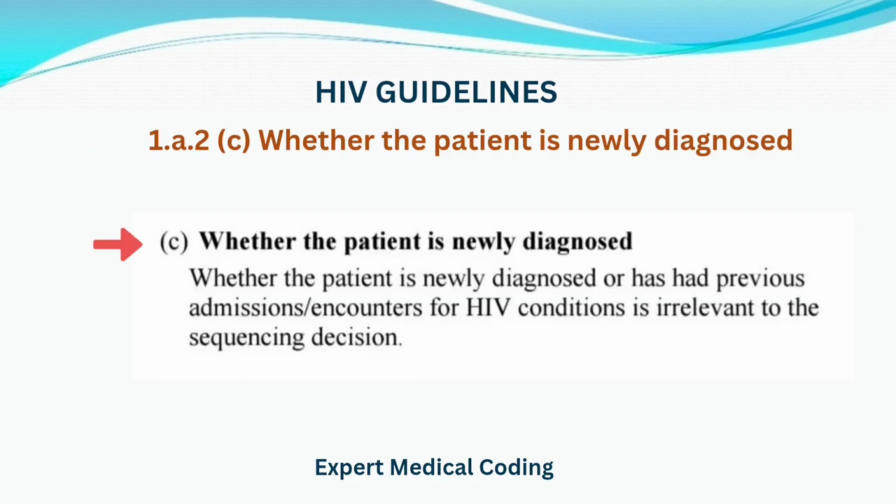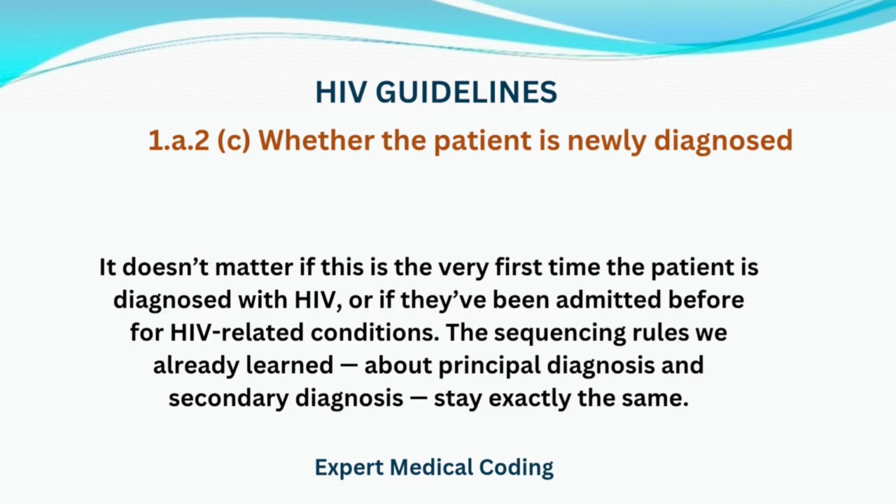Alright, so let's move on to the next HIV guideline. This one talks about whether the patient is newly diagnosed with HIV or not. Whether the patient is newly diagnosed or has had previous admissions or encounters for HIV conditions is irrelevant to the sequencing decision. That means it doesn't matter if this is the very first time the patient is diagnosed with HIV or if they have been admitted before for HIV related conditions. The sequencing rules we already learned about, principal diagnosis and secondary diagnosis, stay exactly the same.